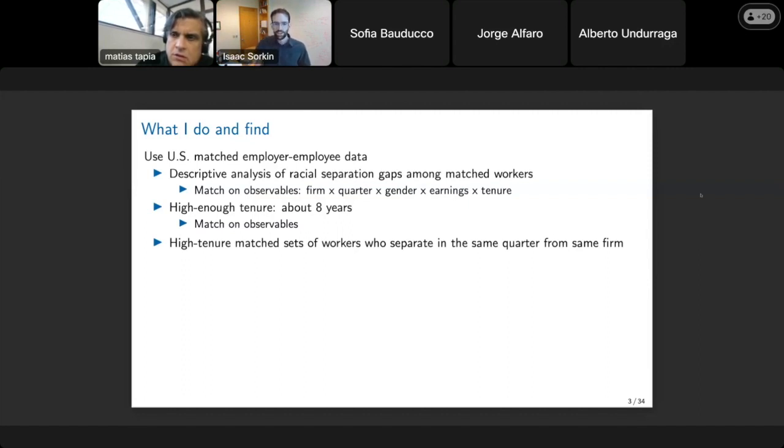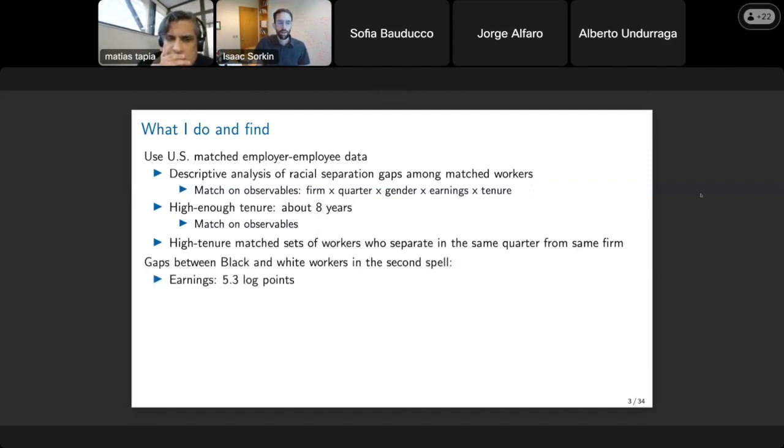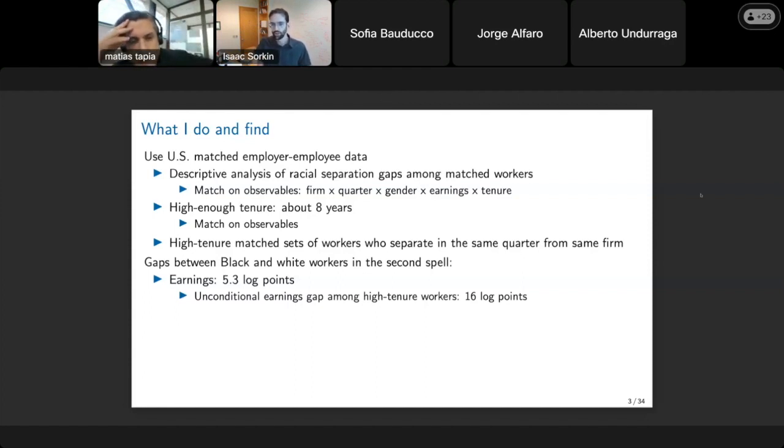Then I'll look at these high tenured matched sets of workers who separate in the same quarter from the same firm in a mass layoff. And the basic finding is that I'll look at these workers who separate from the same firm in the same quarter, and then I'll look at the earnings gaps in the next job, and I'll find the earnings gaps are about 5.3 log points. Is this large or small? Well, the unconditional earnings gap among high tenure workers is about 16 log points. This is about a third of the unconditional earnings gap among high tenure workers. So I view 5.3 log points as fairly large.